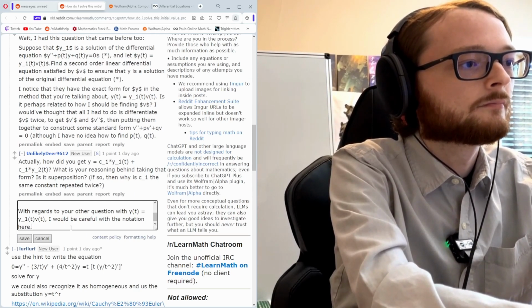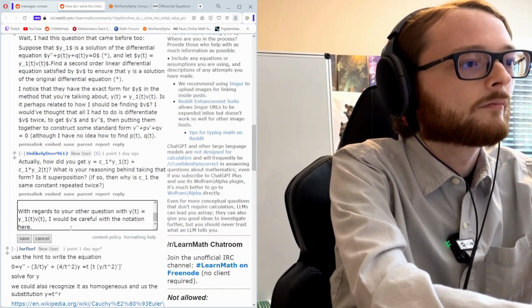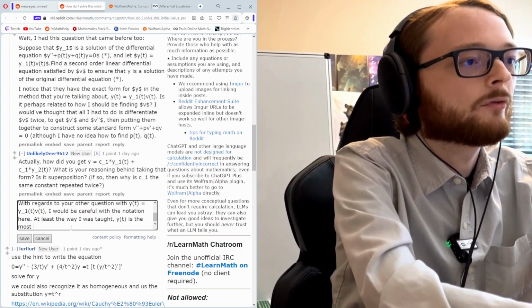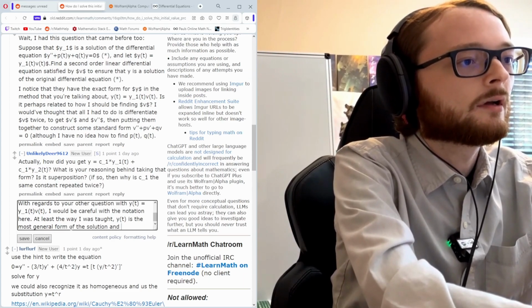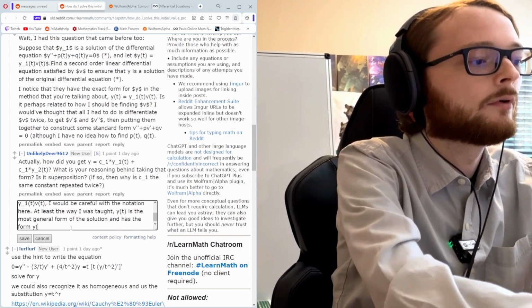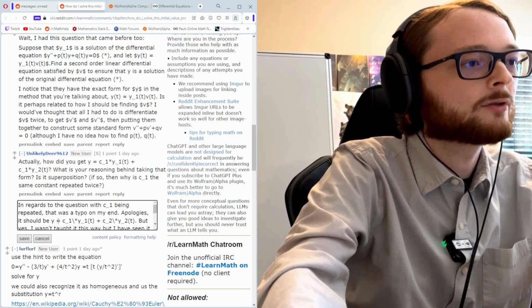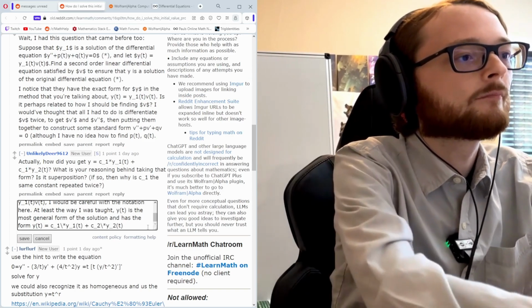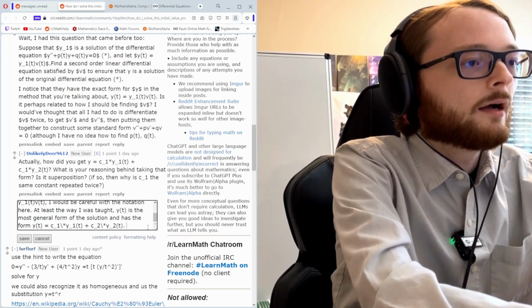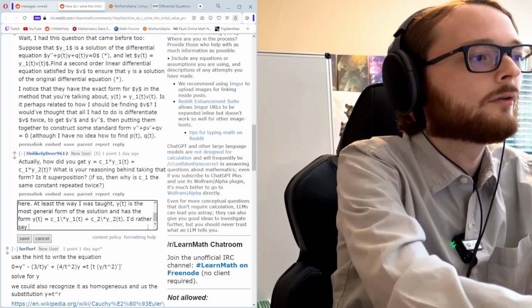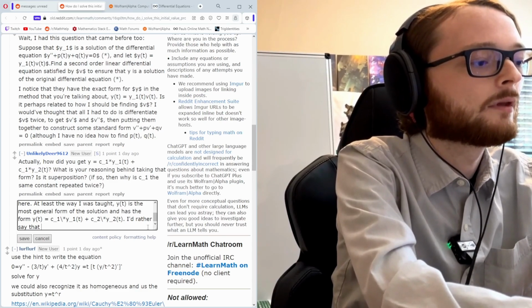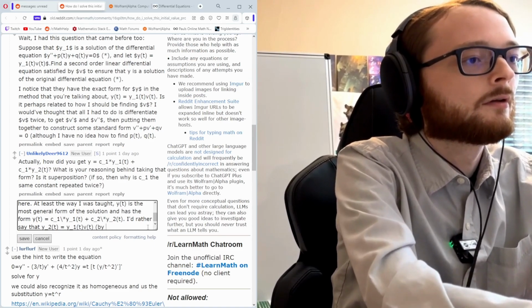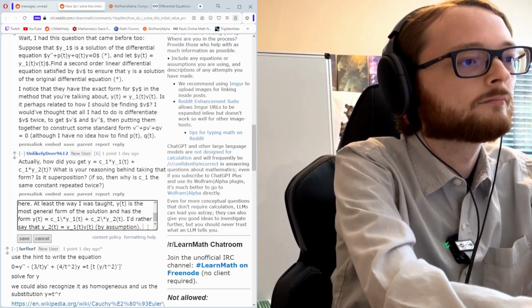At least the way I was taught, y of t is the most general form of the solution. I'd rather say that y sub 2 of t equals y sub 1 of t times some other function v of t by assumption. Okay.